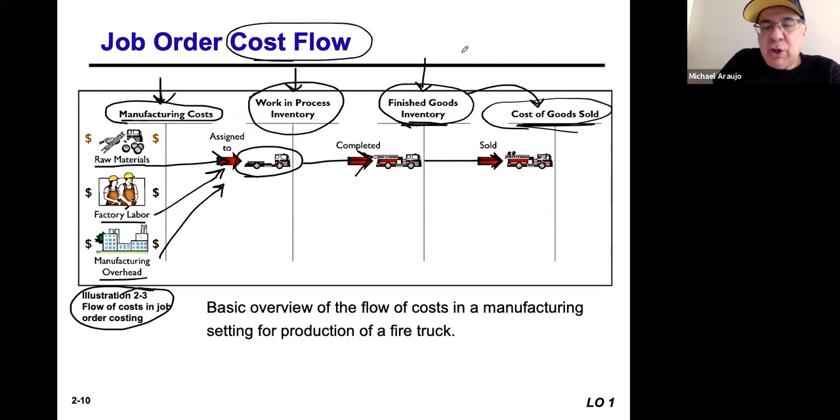Okay, so it moves from inventory, which is on the left side here, balance sheet accounts, to once that finished good is sold, it goes over to the income statement, cost of goods sold. So this is the basic overview of the flow of the costs here.